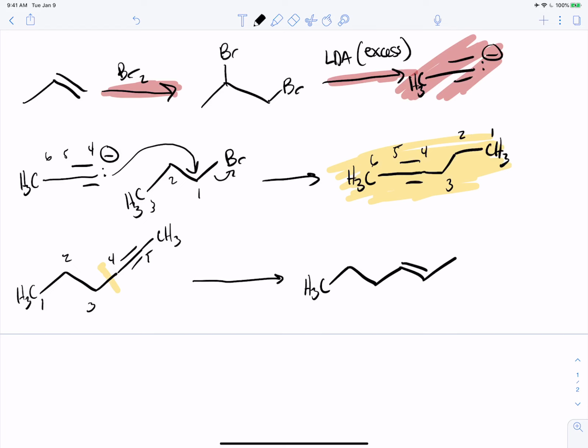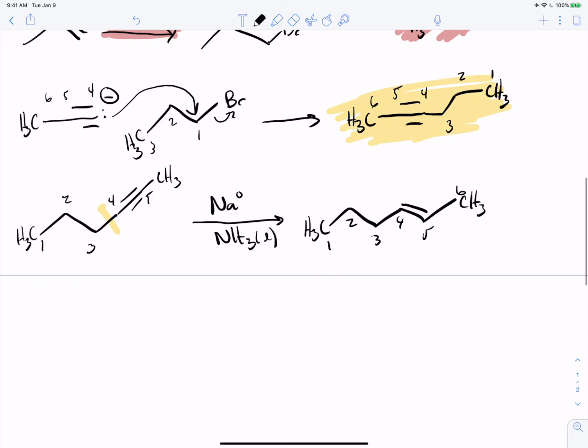Isomer. How do we do that? We take sodium metal and liquid ammonia. That's our reduction. And then the last step, which I don't really like, but I don't think there's any way around it, is you want to do allylic bromination here. So we'd use NBS for this.